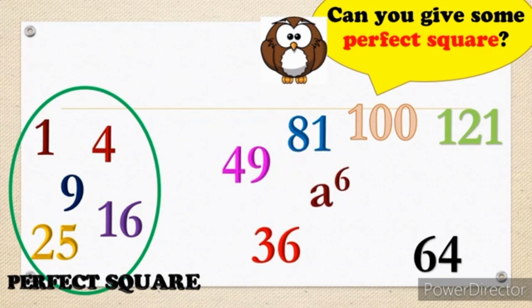A raised to 6 is the square of a raised to 3. y raised to 8 is the square of y raised to 4, and x raised to 4 y squared is the square of x squared y.